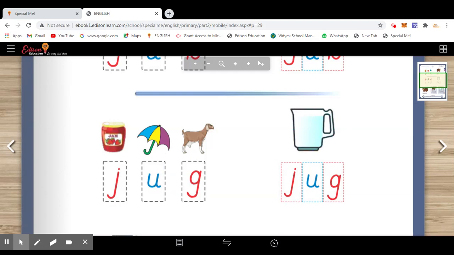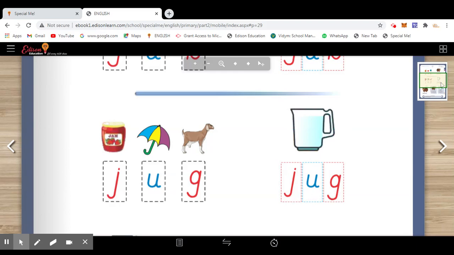This is a goat. And from which letter does it start? It starts with letter G. G, G, goat. G is the phonic sound of letter G. J, J, jam. U, umbrella. G, G, goat. So what does it become? What is this? This is a jug. J, U, G, jug.